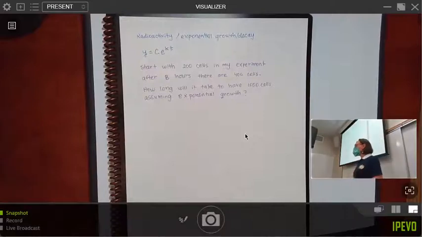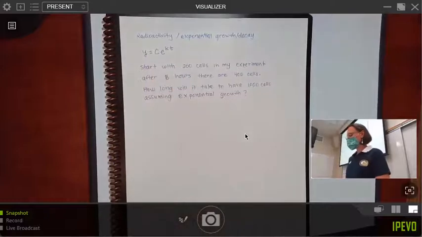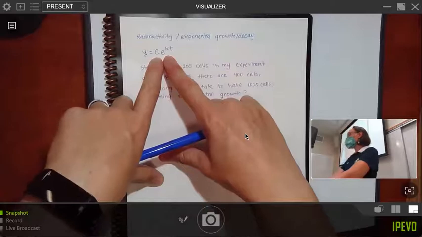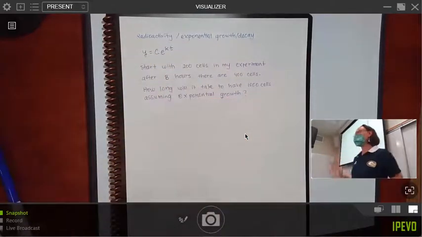There's usually going to have to be some sort of clue in the problem that lets us know that we're talking about exponential growth or decay. If the word radioactivity or half-life shows up, then we already know we ought to be in this realm. Typically, we kind of have to be told that it's exponential growth. So anytime I'm talking about exponential growth and decay, and I'm looking at this equation, y equals Ce^(kt), that's 5 letters.